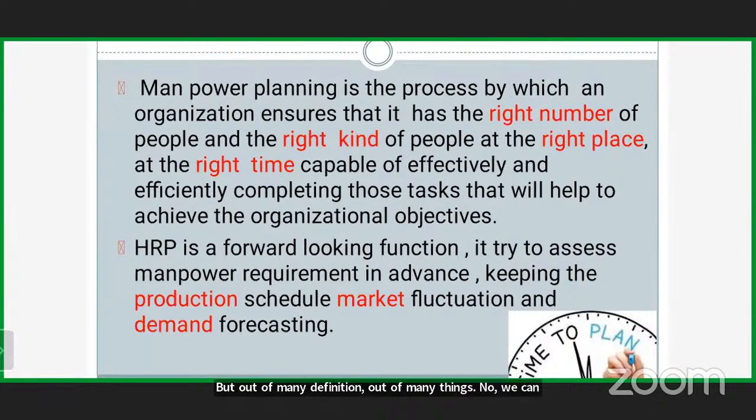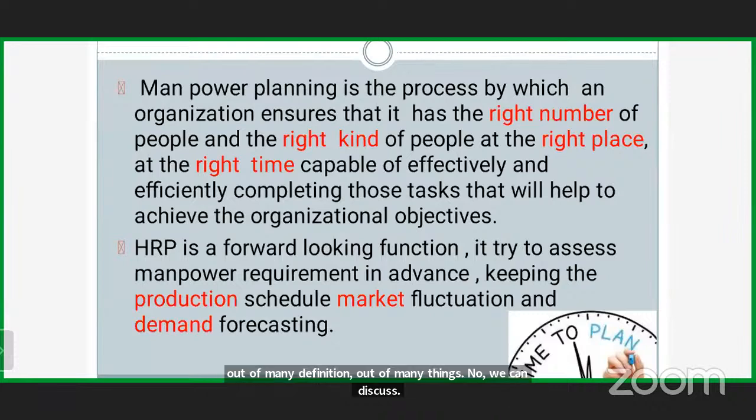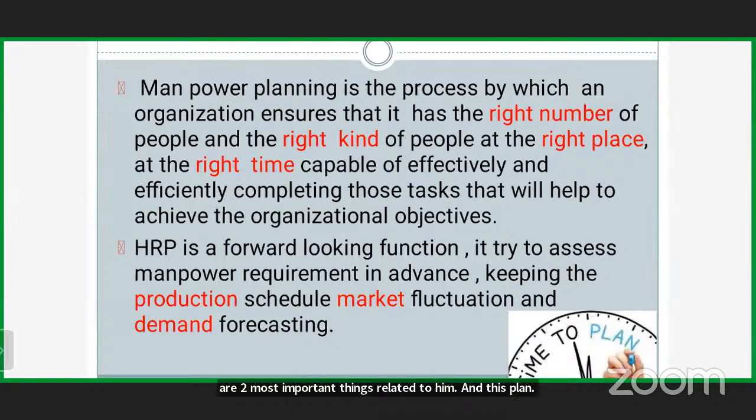There are two most important things related to human resource planning. Human resource planning is the process by which an organization ensures that the right number and right kind of people are at the right place and at the right time. Human resource planning involves four factors.